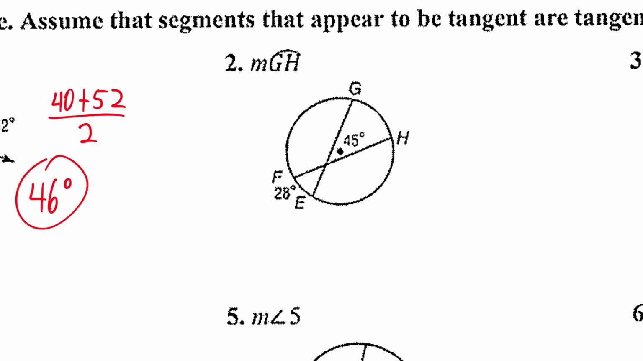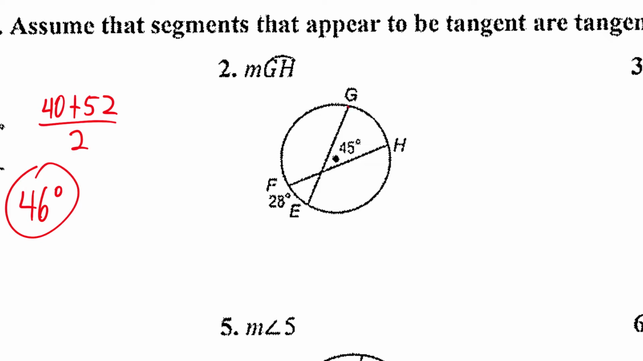Okay, number 2. Now this one's not asking for the angle. We know the angle is 45. It's looking for arc GH. So there's two different ways to do this. You could just say, okay, how far is it from 28 to 45? And it's going to be that same distance from that angle to that arc. Or you could say, if this is x degrees, you could say 28 plus x divided by 2 equals 45. This arc FE, which is 28, plus arc GH, which we don't know, that's what we're looking for is x, divided by 2 gives you that angle of 45.